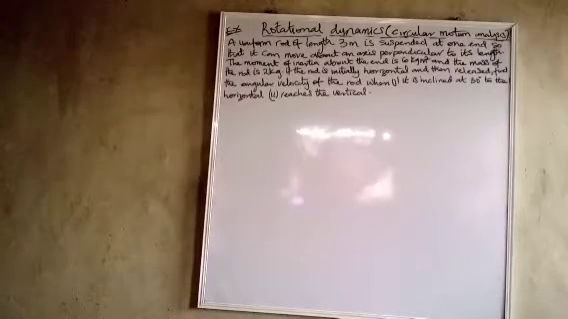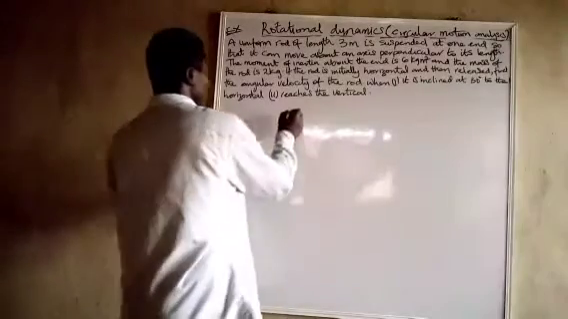A uniform rod of length 3 meters is suspended at one end so that it can move about an axis perpendicular to its length. The moment of inertia about the end is 6 kg/meter square, and the mass of the rod is 2 kg. If the rod is initially horizontal and then released, find the angular velocity of the rod when 1. it is inclined at 30 degrees to the horizontal, 2. it reaches the vertical. Now we have a situation like this.